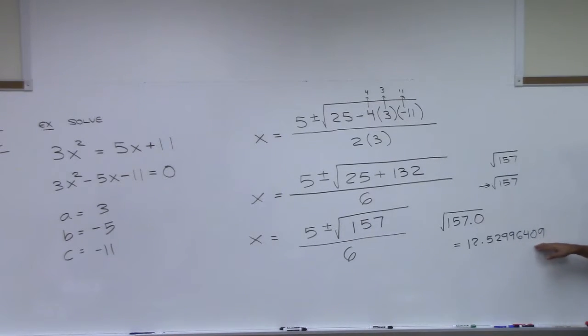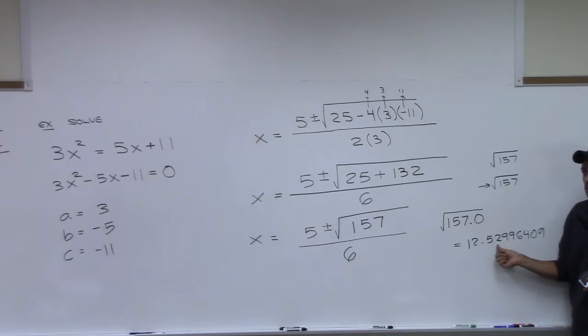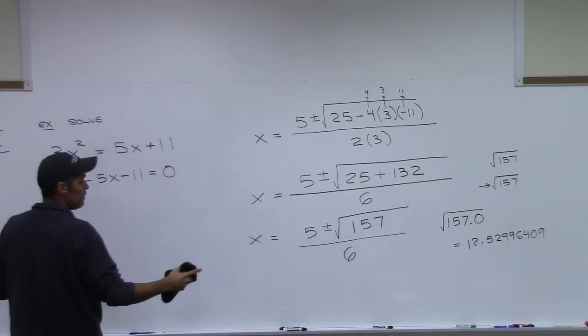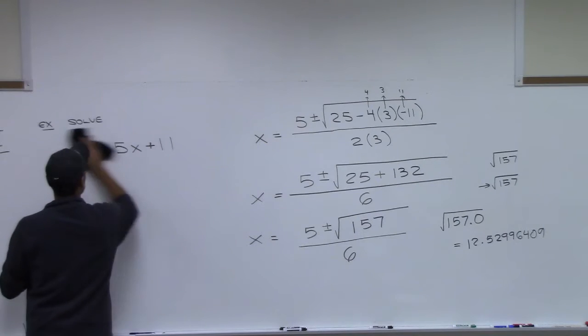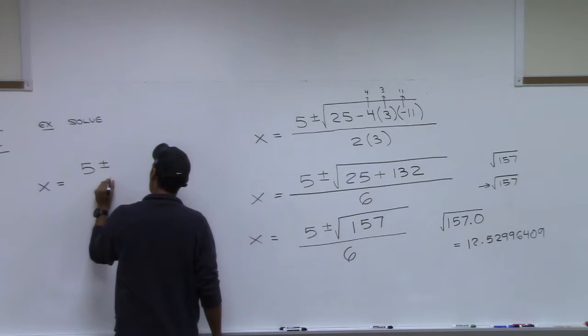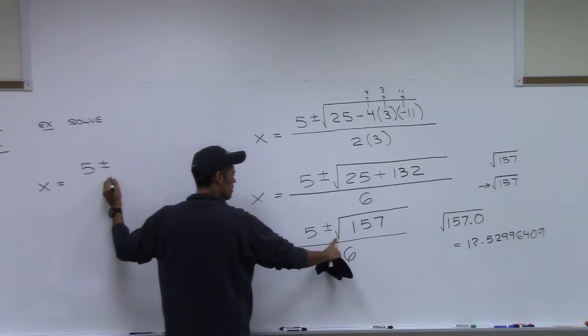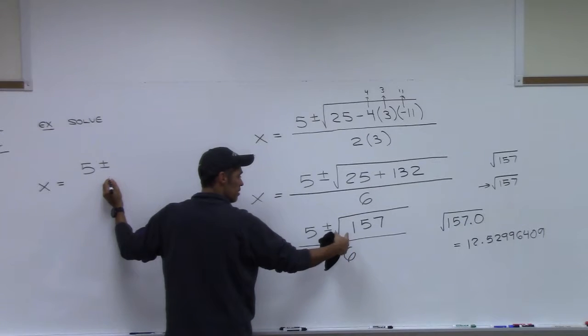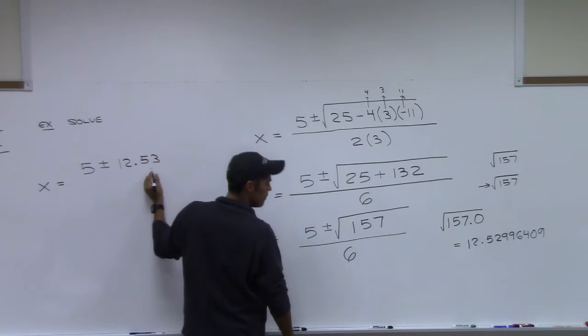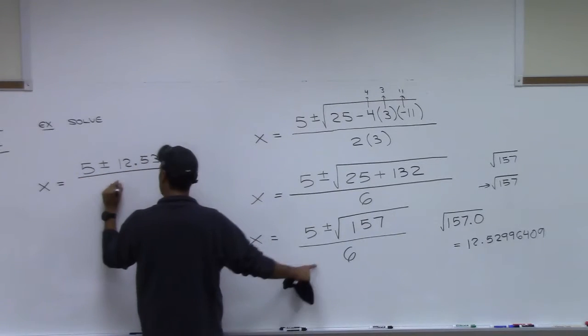So we have all these decimals. In this class, I only want us to round to like the first two, all right? So we're just going to say like 12.53. Is that okay? And this is an approximate answer. So the square root of 157 is approximately 12.53. So my next line should read this. X equals 5 plus or minus, do I do the square root or no? No, because we took the square root, right? So whatever's left here is just that number, 12.53, rounded, and then over 6.